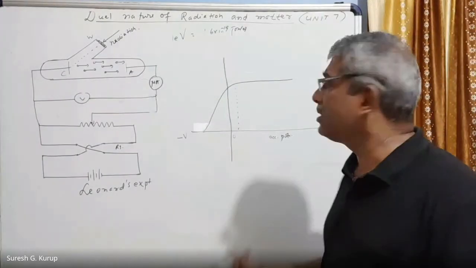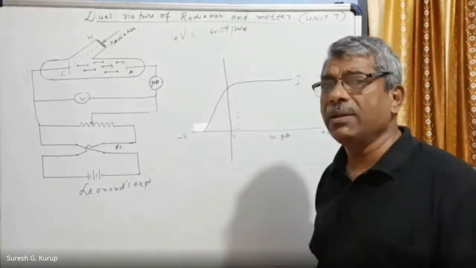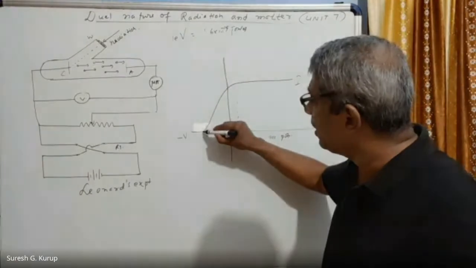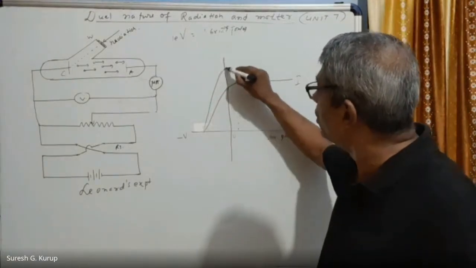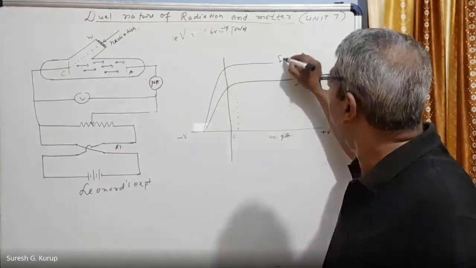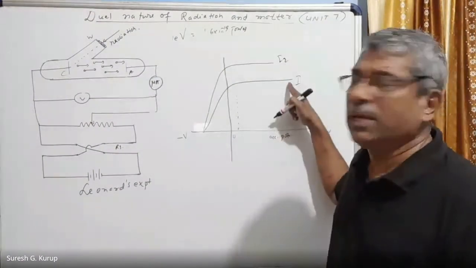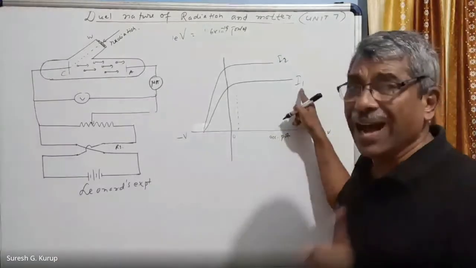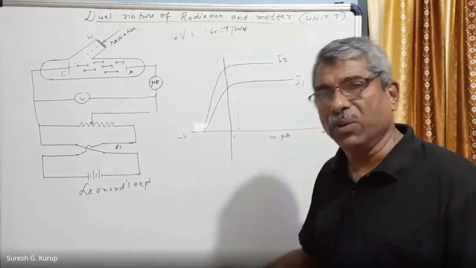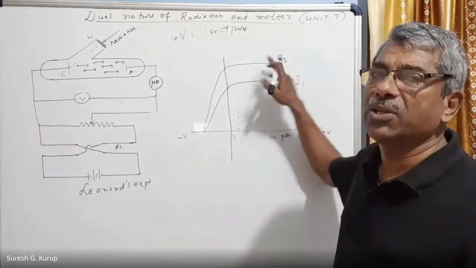So this is intensity I, not the frequency. Now another intensity is used. Then you will see that again the current increases to some extent. This is I2. So this experiment is done keeping the intensity I1 fixed. Frequency is the same, right? In the second case, the intensity is increased. The source is taken still towards the cathode plate.